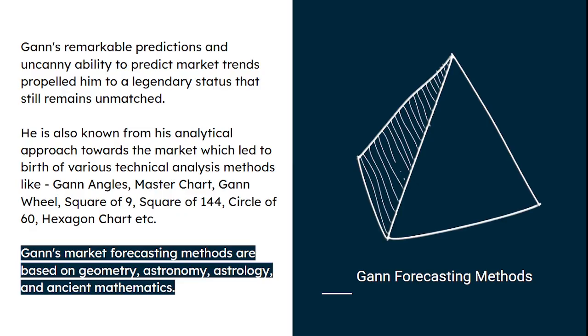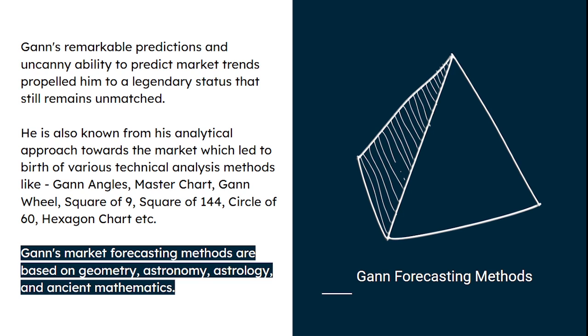He made many different indicators, but I'd say more like methods, like Gann angles, master chart, Gann wheel, square of 9. We'll discuss the square of 9 in more detail, and we'll also discuss Gann angles, the master chart, and the Gann wheel. The square of 144 and others are methods which are not in the purview of this course, but you'll get a pretty good understanding of his world.